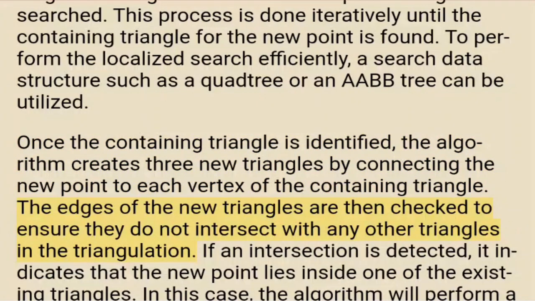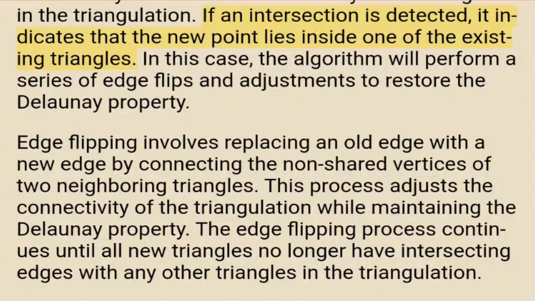The edges of the new triangles are then checked to ensure they do not intersect with any other triangles in the triangulation. If an intersection is detected, it indicates that the new point lies inside one of the existing triangles. In this case, the algorithm will perform a series of edge flips and adjustments to restore the Delaunay property. Edge flipping involves replacing an old edge with a new edge by connecting the non-shared vertices of 2 neighboring triangles. This process adjusts the connectivity of the triangulation while maintaining the Delaunay property.